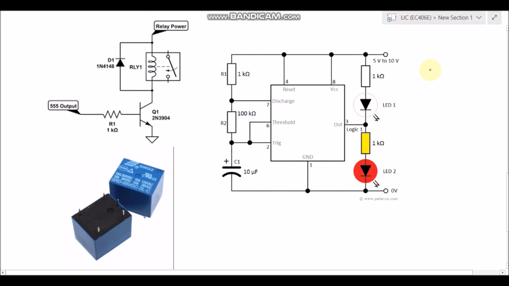If this is the output at pin 3, we can give an LED in series with a current limiting resistor. You can observe this will act as a normally off load. Normally the output is low, so this LED will remain off. When it goes high, then this LED will glow.